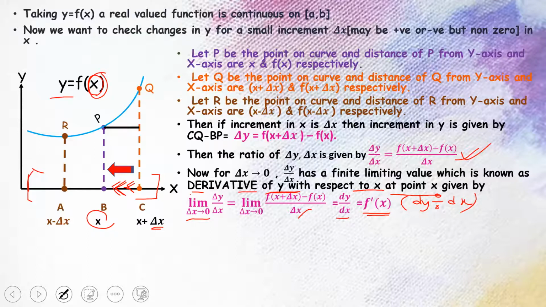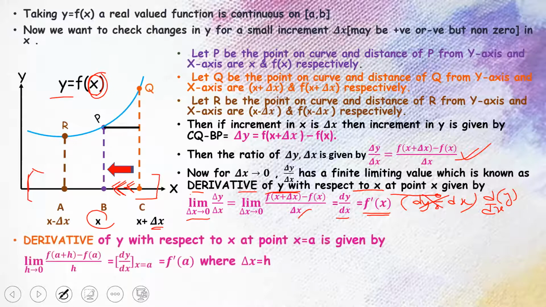This dy/dx is not a fraction, that is a wrong concept. d/dx is the operator and it is operating on the function y. That is dy/dx, or the derivative of y with respect to x at point x. Now if we want to find the derivative of the function at a certain point x equals a, just put the value of x equal to a in this limiting value, and here I am taking this delta x equal to h.